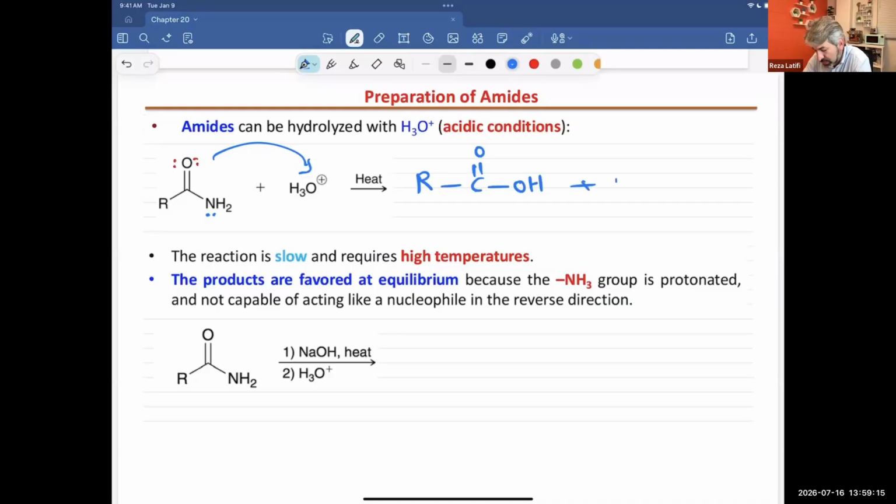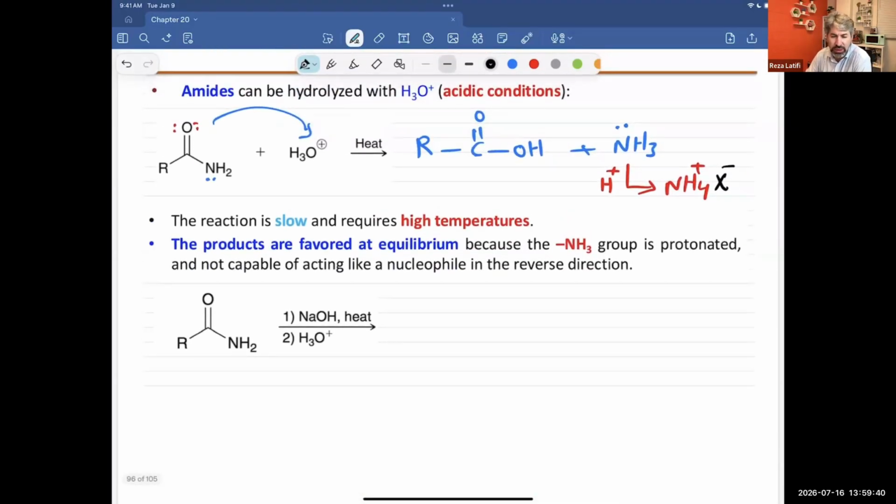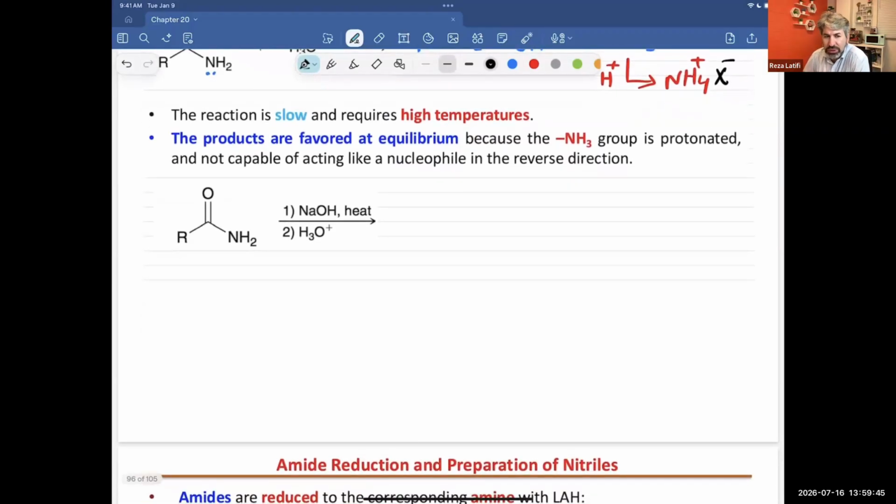When this one leaves the system, it will leave as NH3. The solution is acidic, and because we have excess acid, this one is going to react with H+ and turn to NH4+, and it will be paired with any anion that we have inside the solution. Now, this reaction is slow, and in order to push it, we have to use heat, and in reality, we use high temperature.